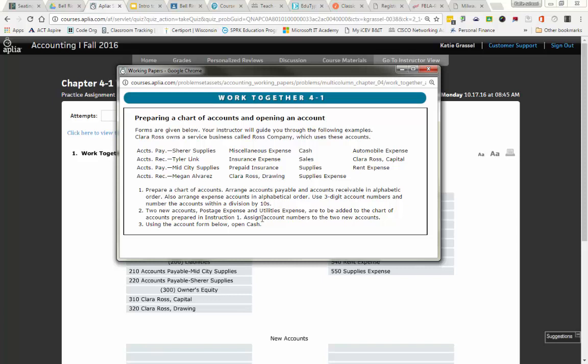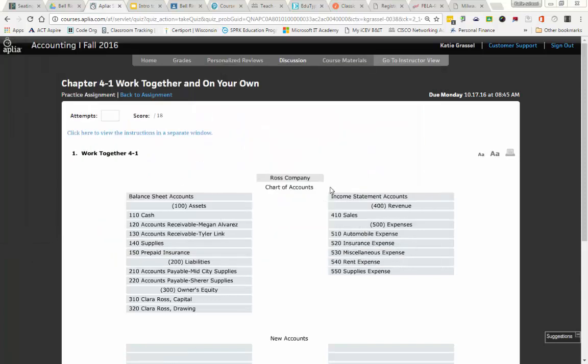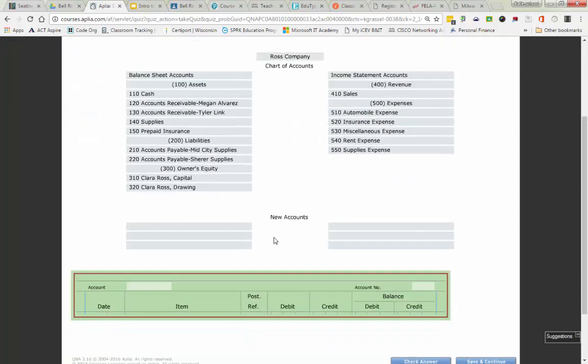If a business operates for a while and then you realize, hey, it would be really good if we tracked what we spent on postage, or tracked what we spent on utilities separate from everything else, we can go in and add to our chart of accounts, but it always gets added below the chart of accounts where it would say new accounts. So under new accounts, on the left hand side I'm going to put account number, and on the right hand side is going to be our account title.